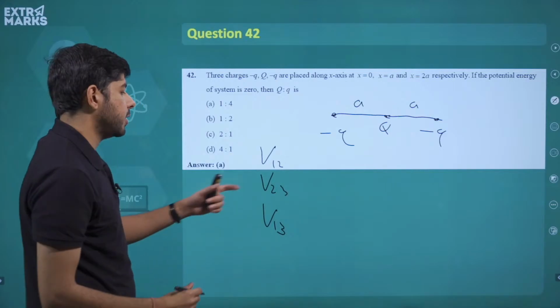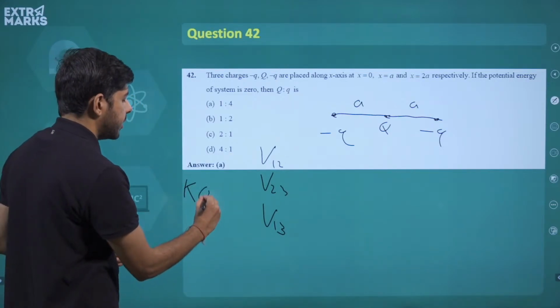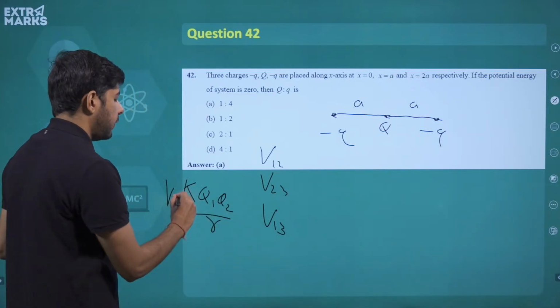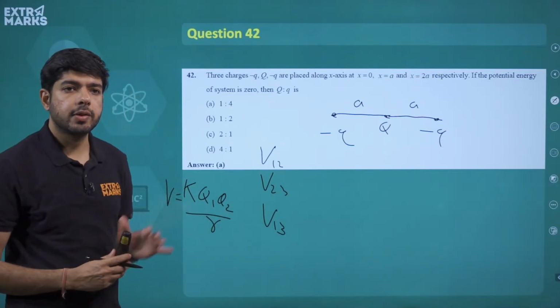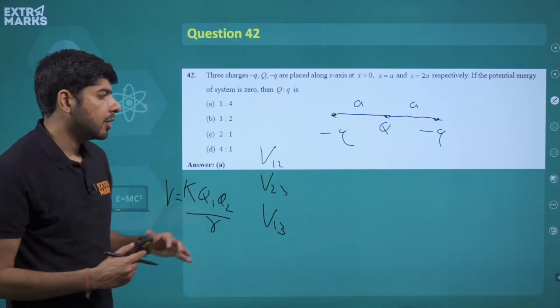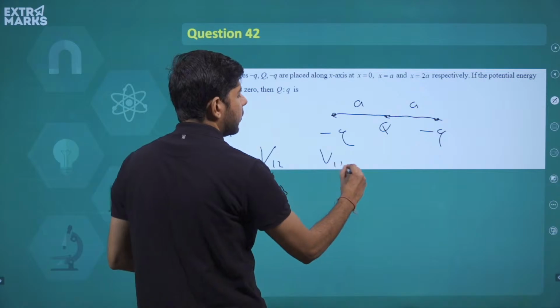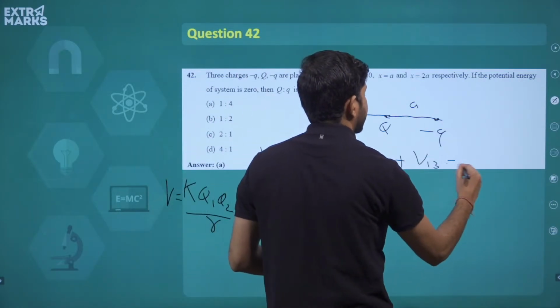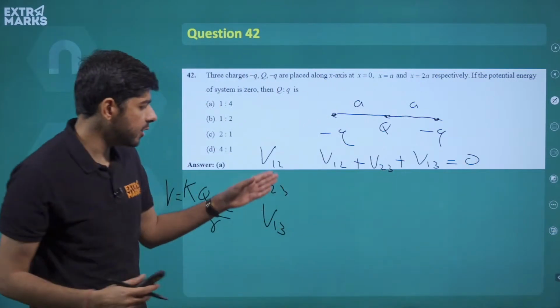What is the formula? Of course, the formula is K Q1 Q2 by R. That is the formula of potential. Alright, so K Q1 Q2 by R, V12, 23 and 13. Add them. So basically guys, what is happening here? V12 plus V23 plus V13. Summation is 0. Right, so put the values.